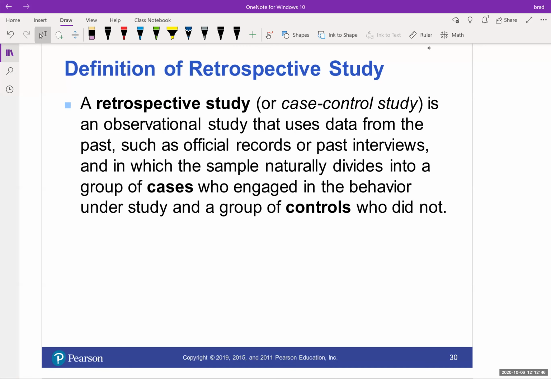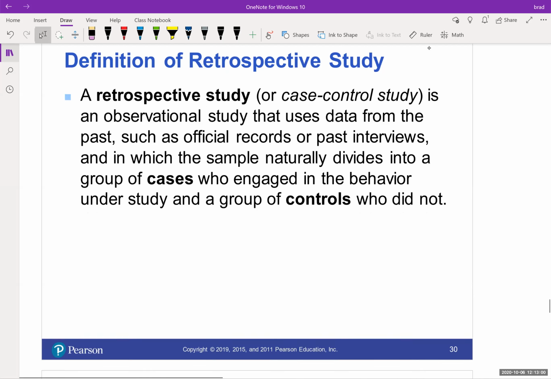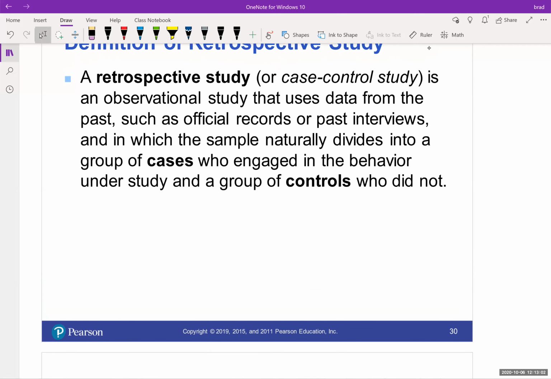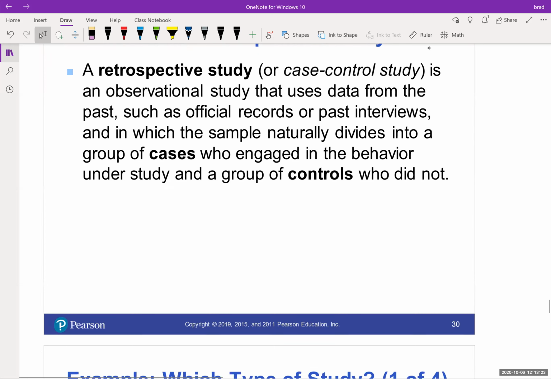So a retrospective study is an observational study that uses data from the past, such as official records or past interviews, in which case the sample naturally divides into a group of cases who engaged in the behavior under study and a group of controls who did not. I'm not going to go too much into this, but a retrospective study basically is saying that the data is already there and you're going to go back and look at it. You weren't the actual person. They might do this for water purification or levels of rainfall, looking at the data over the last 20 years and gathering all that data. So that's a case of a retrospective study.